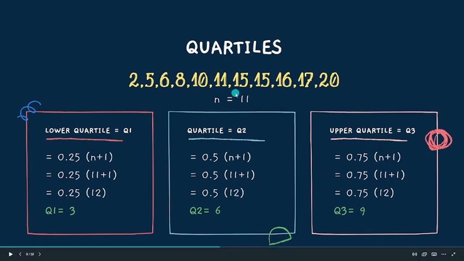16 is our upper quartile. A good reminder is that for all the quartiles, we have n plus 1, as we can see. For our Q1, we only have to remember 0.25. For our Q2, we need to remember 0.5. And for our Q3, our upper quartile, we remember 0.75.